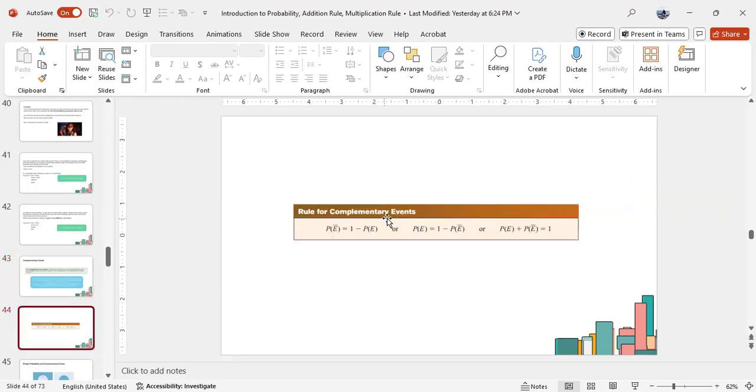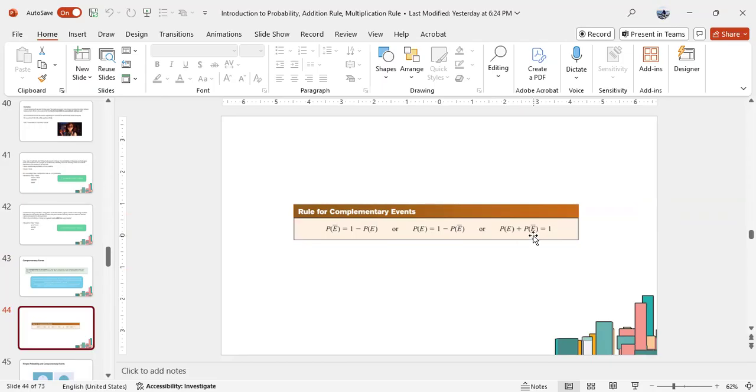For complementary events, we have the probability of E bar is equal to 1 minus the probability of E. If we take the probability of E here and the probability of E bar here, we get this formula: probability of E is equal to 1 minus probability of E bar, or simply probability of E plus probability of E bar is equal to 1. This follows probability rule number 4, which stated that the sum of probabilities of all possible outcomes in a sample space is always equal to 1.